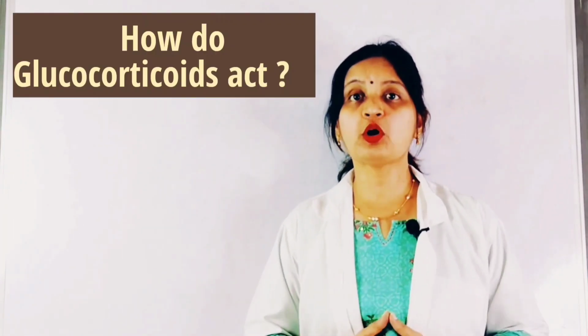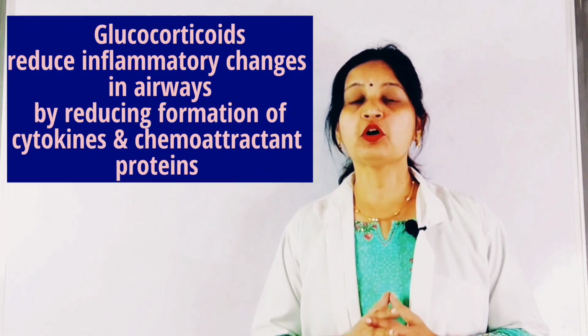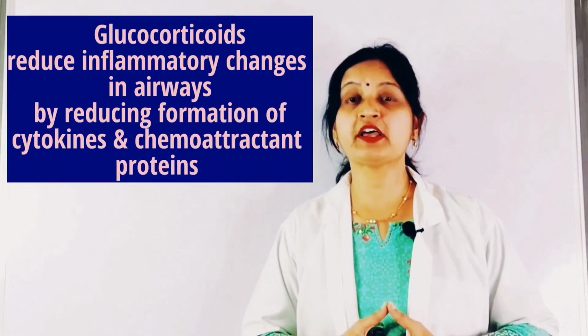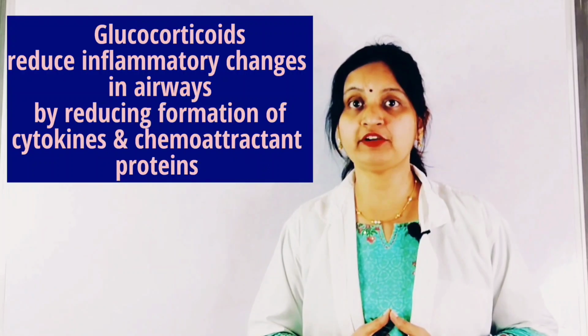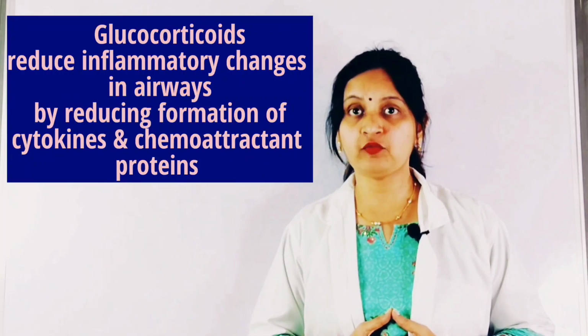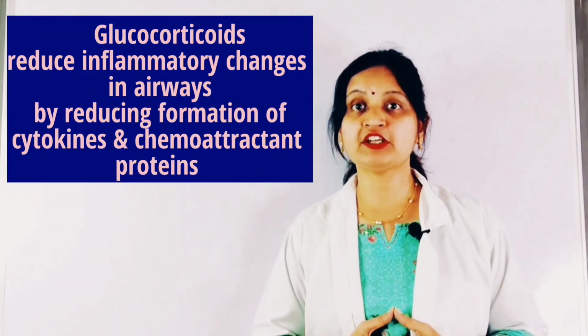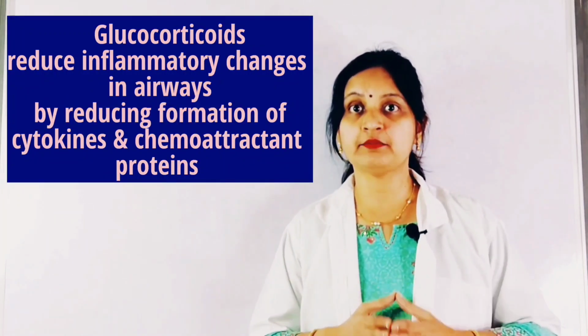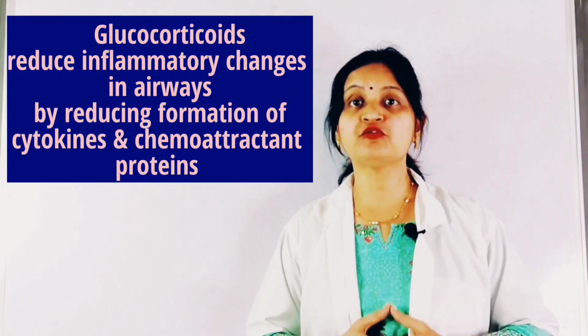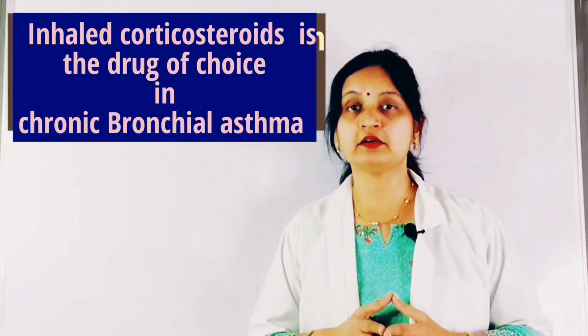So how do glucocorticoids act? Glucocorticoids inhibit all kinds of inflammation. They reduce the production of cytokines and chemoattractant products and reduce inflammatory changes in the airways, which is a characteristic feature of chronic bronchial asthma. Therefore, inhaled glucocorticoids are considered to be the drug of choice in chronic bronchial asthma.